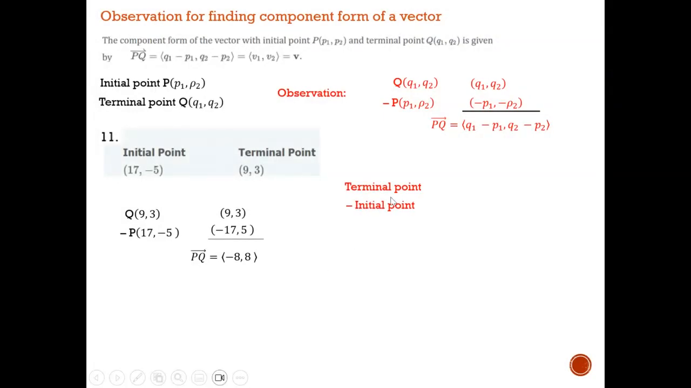Again, this is a recap. It'll be terminal point minus initial point, and you get the vector. Or take the terminal point and switch the signs on the initial point. This way, you only do one step like I did here. Minus initial means you switch the signs on the initial point, and you get the vector. So this is helpful for the observation.